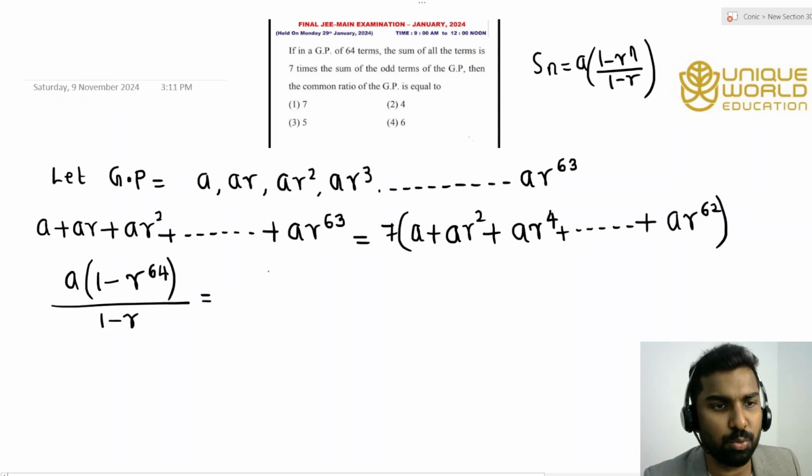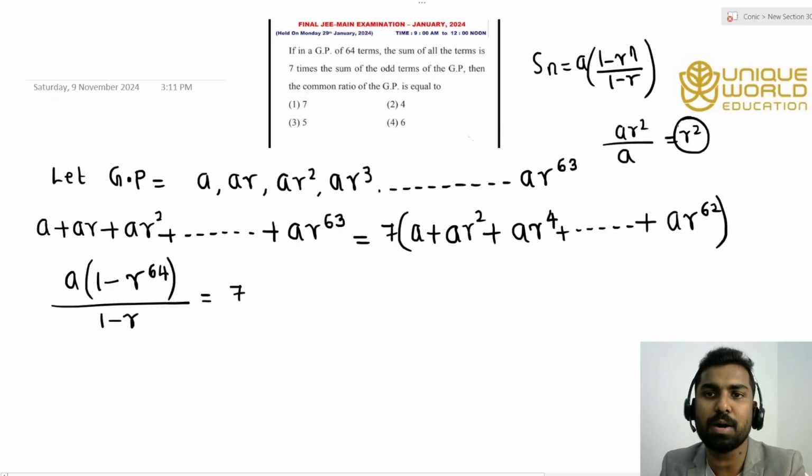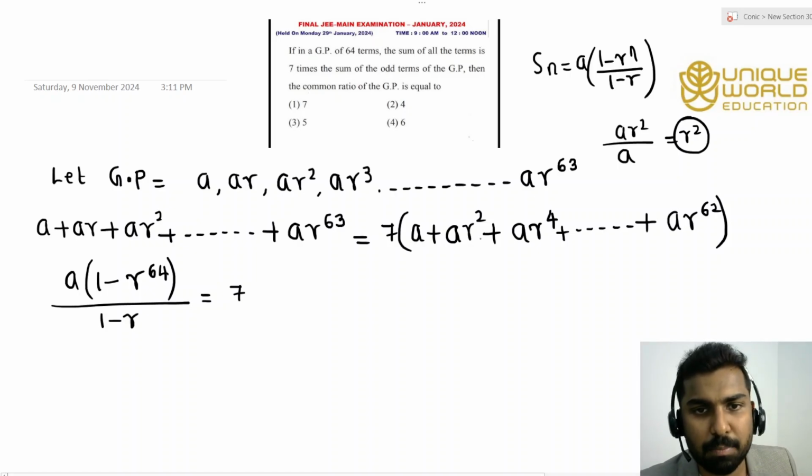That will be equal to 7 into, here in this GP the first term is a. Common ratio is the second term divided by the first term. If I am observing, the second term ar square divided by a, the common ratio is not r in the RHS part, it will be r square. And what about the number of terms? Here the terms will be a, ar square, ar power 4, etc., up to ar power 62.